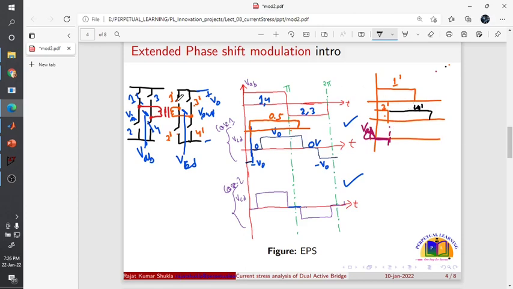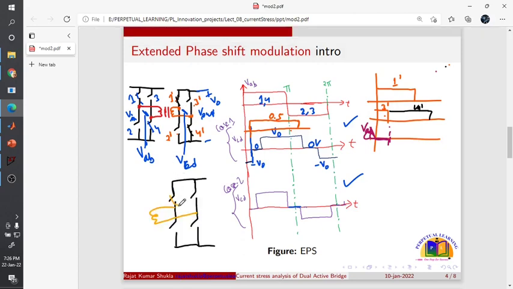Then if switch 1 dash and switch 4 dash are turned on, what voltage will be influencing here? This positive voltage will be influencing here, and this negative voltage here. Let's say this is C and D, right? So VCD will be positive again, till 1 dash and 4 dash are turned on in parallel. After that, the 2 dash switch will be turned on.